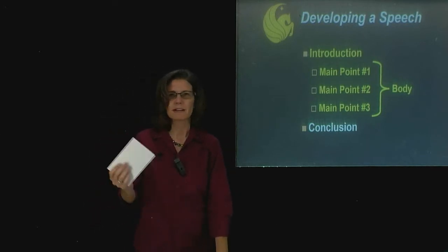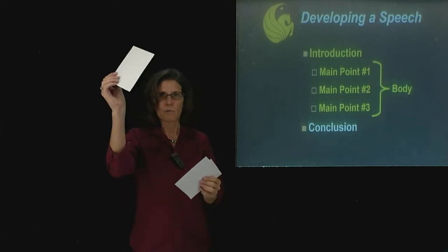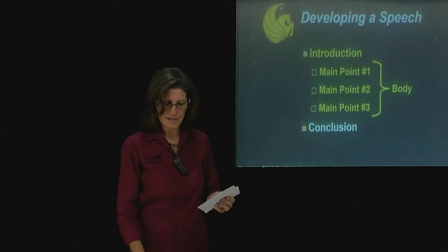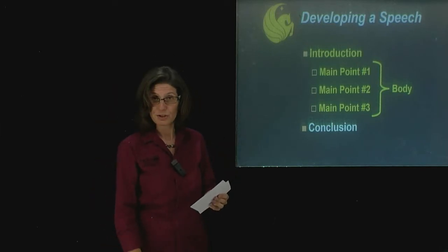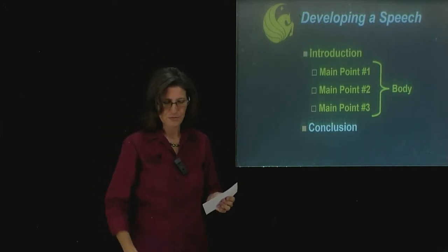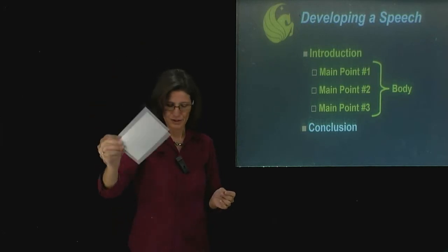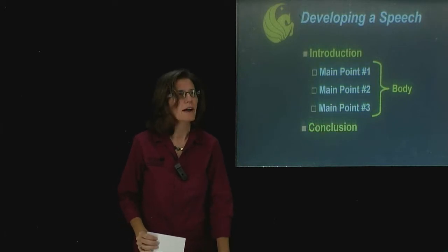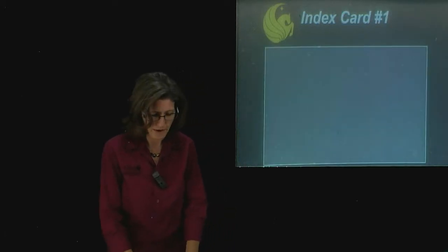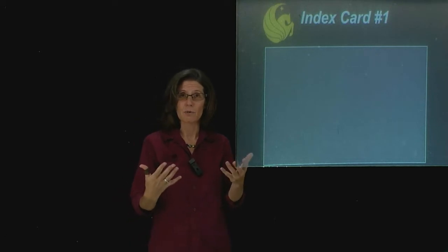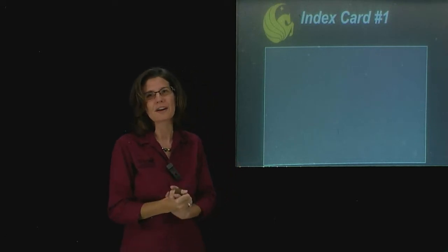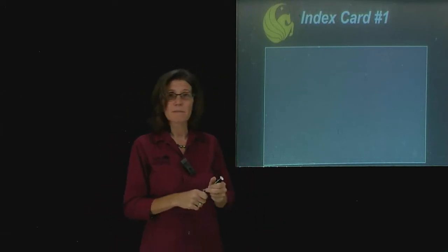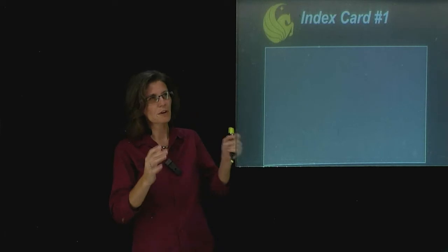So when we're doing that, we're going to take our 5 index cards and we're going to think 1 index card for the introduction, 1 index card for main point 1, 1 index card for main point 2, 1 index card for main point 3, and 1 index card for the conclusion. So as we're thinking about what we're going to talk about, we want to get into index card 1, which is main point number 1. That's where we're going to start developing the speech. So with index card 1, we're starting with main point 1.